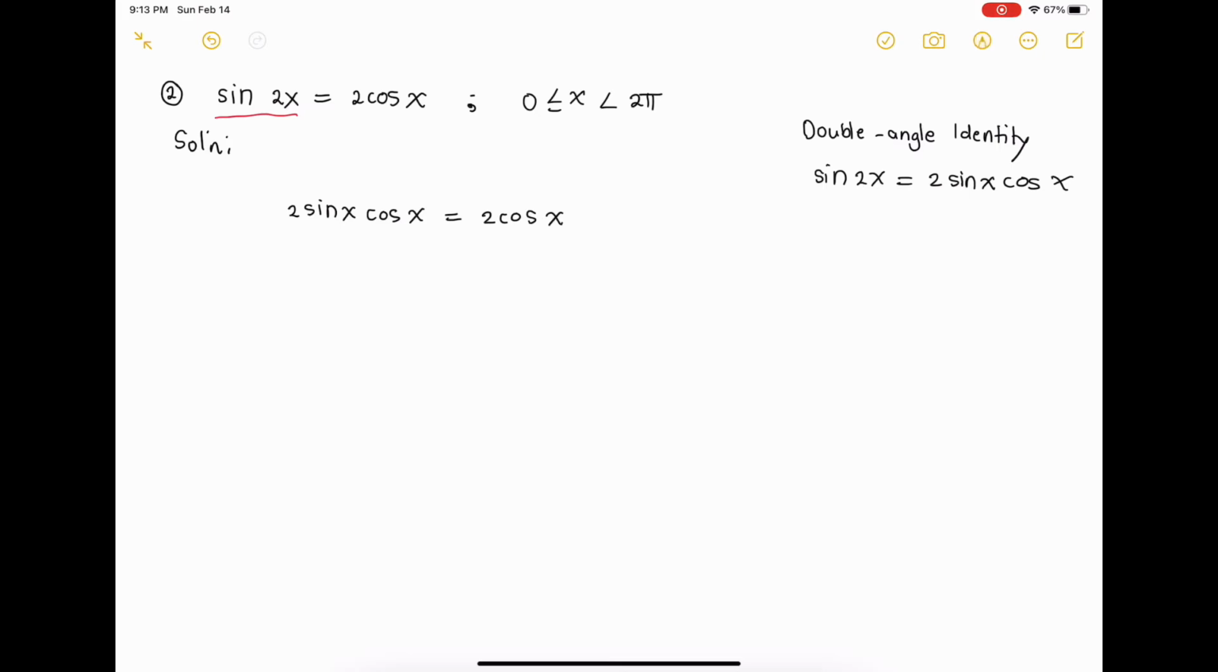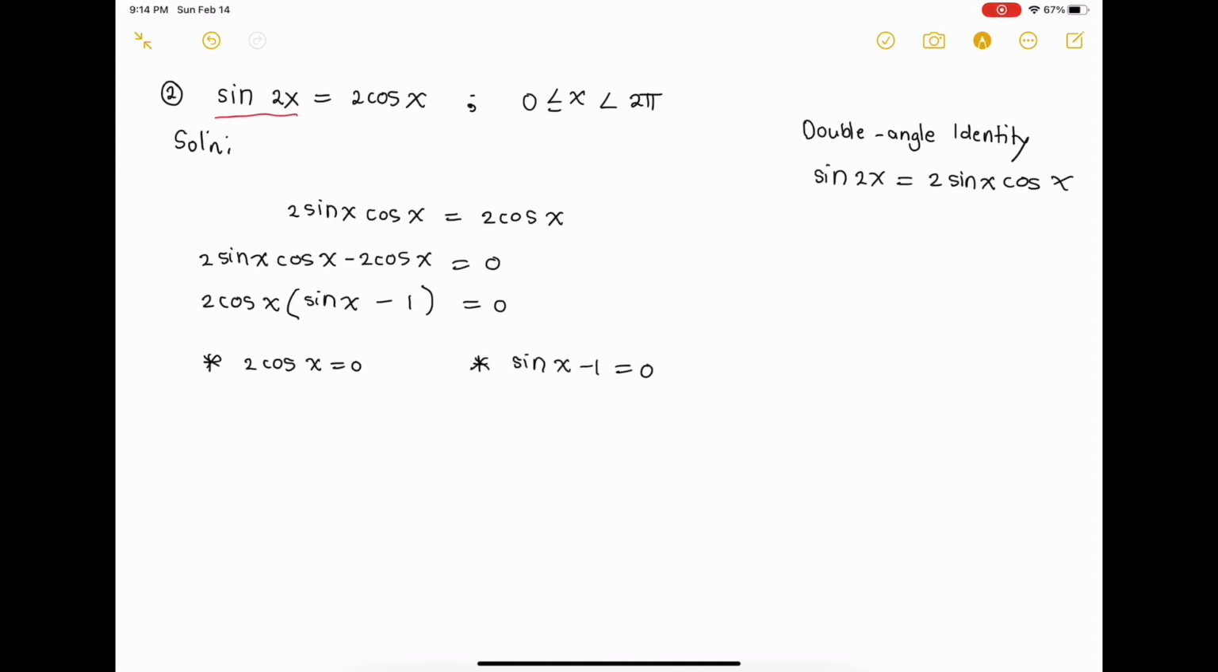Applying subtraction property such that the right hand side of the equation becomes 0, we got 2 sine x cosine x minus 2 cosine x equals 0. Take note, we have a common factor, which is 2 cosine x, for both terms. What remains in the first term is sine x and in the second term is -1, equals 0. Using the zero product property, we have 2 cosine x equals 0, first part, and then the second part, sine x minus 1. Solve for x.